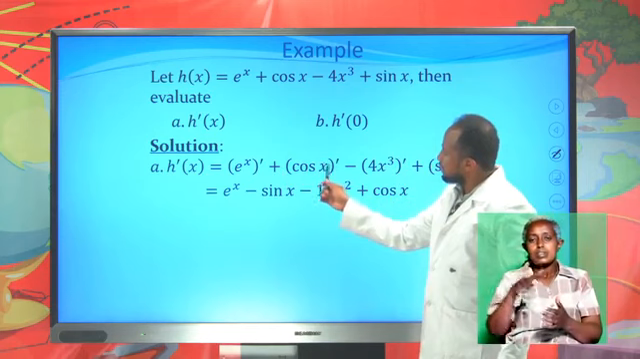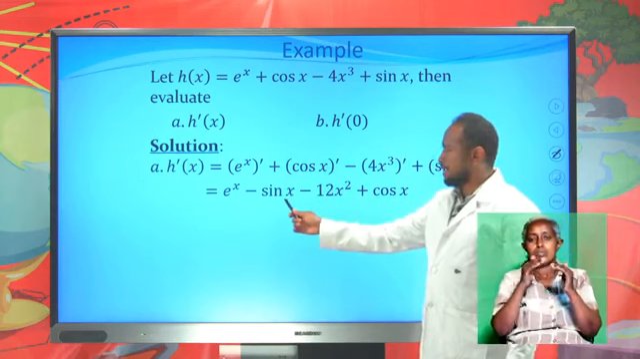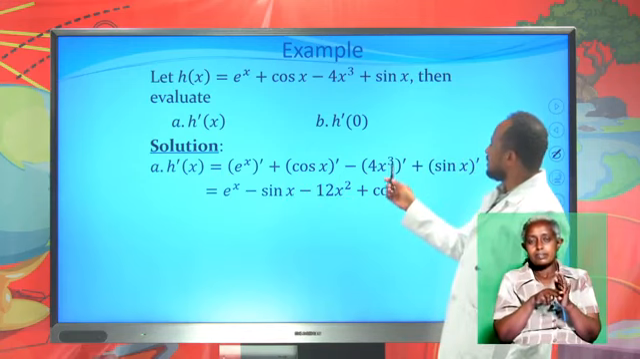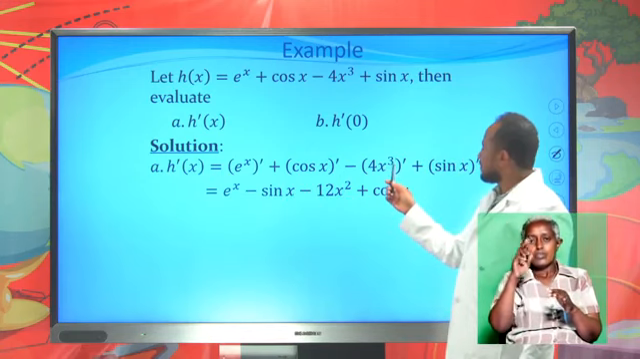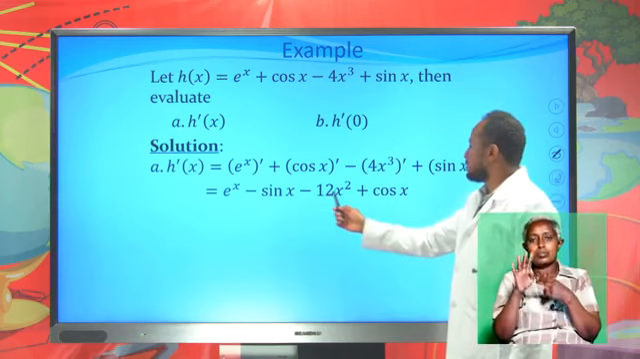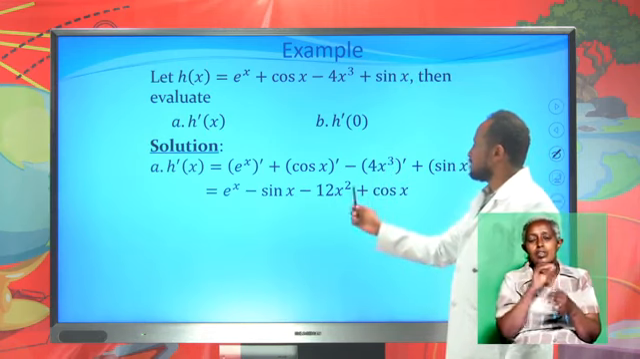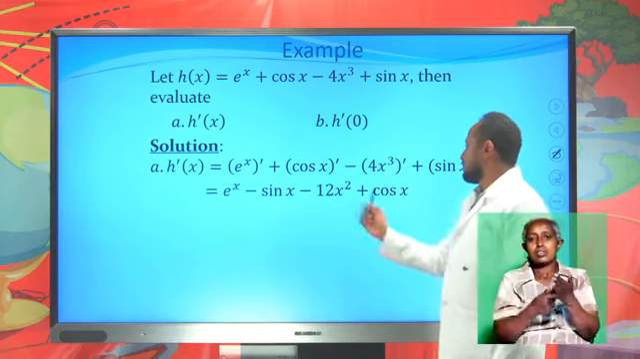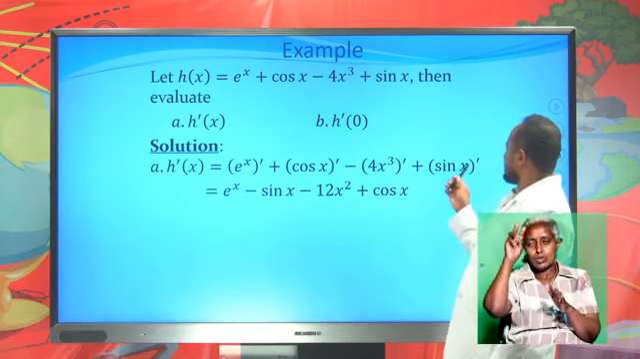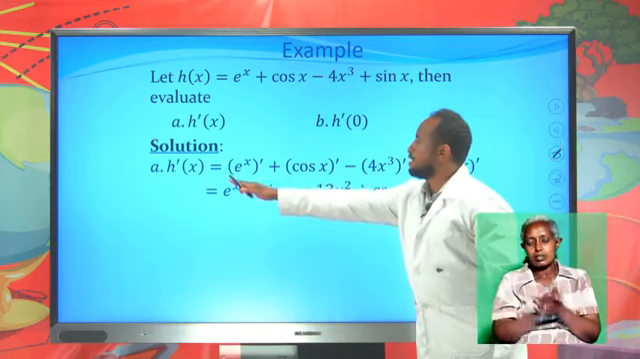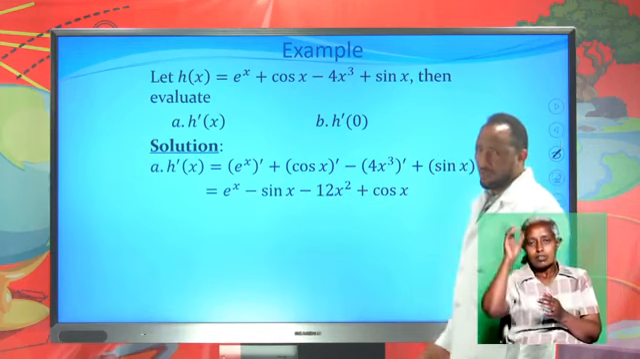The derivative of cosine of x is minus sin x, minus the derivative of 4x cubed, which is just 3 times 4, which is 12, and this is x squared. So the derivative of this expression is this, minus 12x squared, plus the derivative of sin x, which is cos x. So h derivative of x is equal to this one.